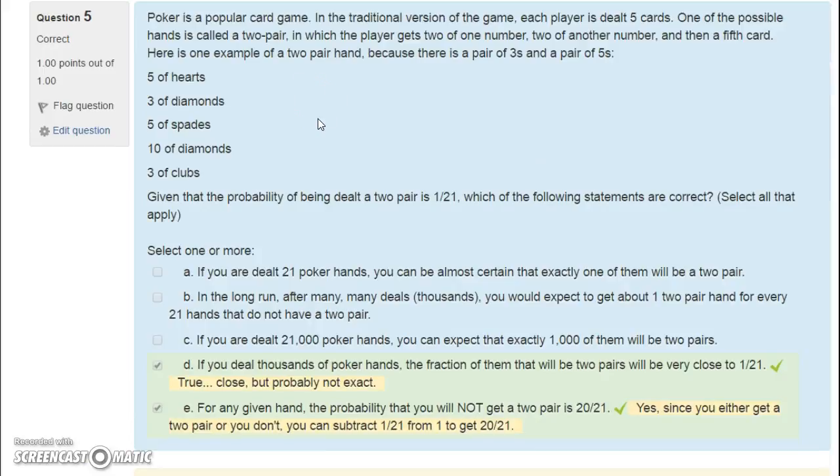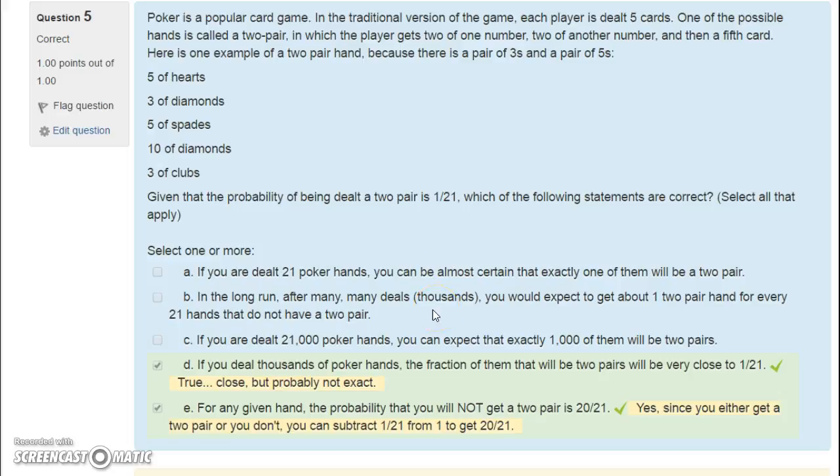Okay, here's a poker question. You certainly want to read the question here. I'm just going to go straight into the answer. But a 2-pair, chance of that is 1/21. So something a little less than 5%. So A is not correct, almost certain. So any given set of 21 hands may or may not contain 1 2-pair in it. This is where randomness in the short run, we can never be certain. It's always unpredictable in the short run.